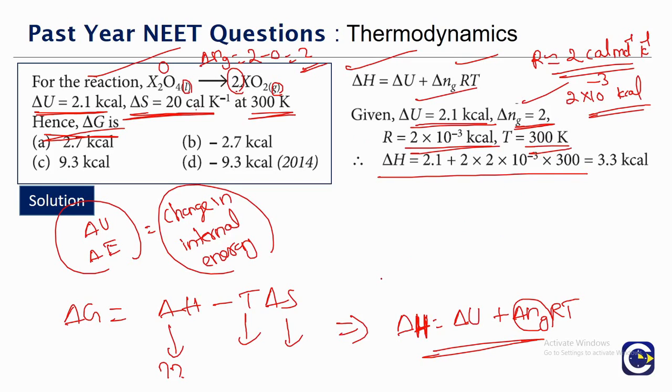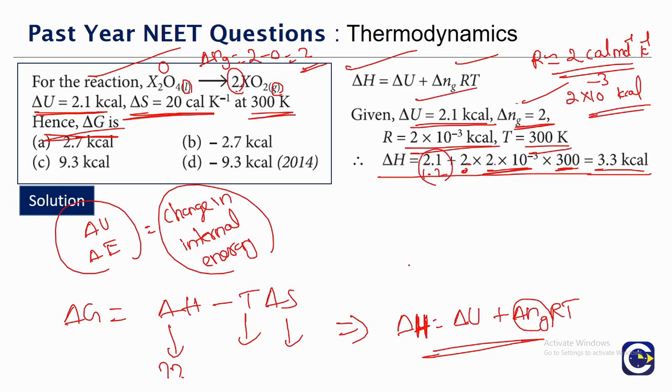So delta H is equal to delta U, which is 2.1, plus delta Ng, which is 2, into R, which is 2 into 10 power minus 3, into temperature, 300. The final value will come in kilocalories, because everything we are taking is in kilocalories. So 2 times 2 is 4, 4 into 300 is 1200, and 1200 into 10 power minus 3 is 1.2. So 1.2 plus 2.1 is 3.3 overall. So the value of delta H is 3.3 kilocalories.